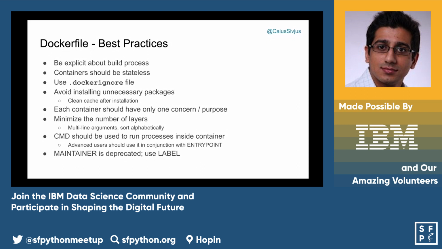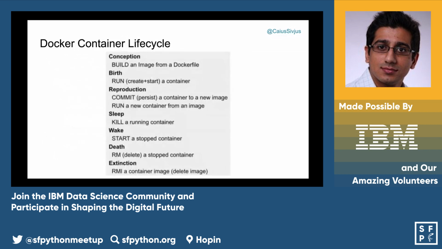I mentioned this before. We want to minimize the number of layers inside of our images. And I'm just going to mention the last one. I don't see this as much anymore. Maintainer used to be a Dockerfile command, but that's been deprecated. So if you can, use label going forward.